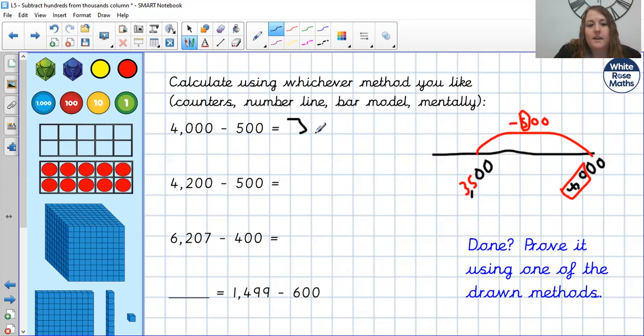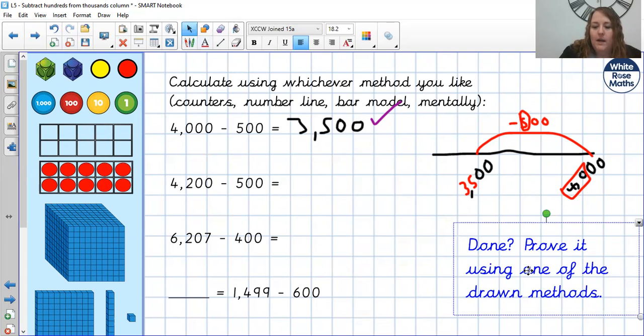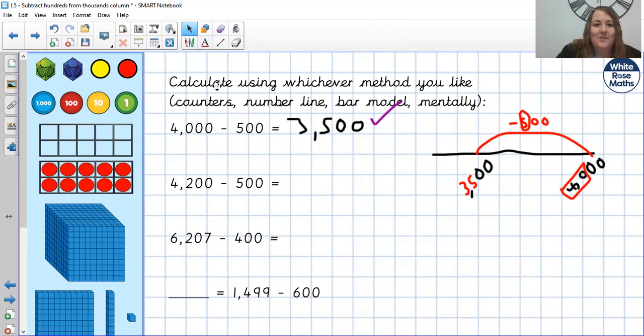So if you had the answer 3,500 there, if you didn't need to use those methods at all because it was quite simple numbers, give yourselves a tick anyway. Well done. Just going to move this writing out the way, and we're going to have a go at the next one.